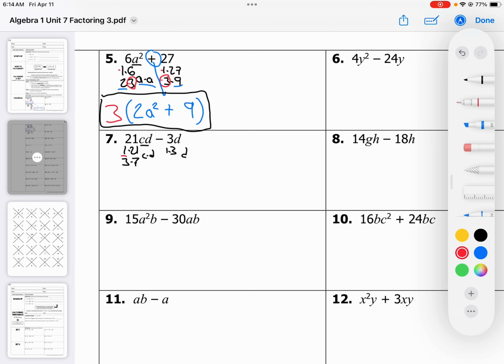So looks like the biggest thing that they have in common would be 3. So looking at the variables, they also both have D. So if they both have a D, we need to put that in front as well. So now we look at what's left over. When I take out the 3, I have a 7 and a C left over, so that would be 7C. And then over here, I have a 1 left over, so it would be a 1. And this one, because it's a minus, will have a minus in the middle.